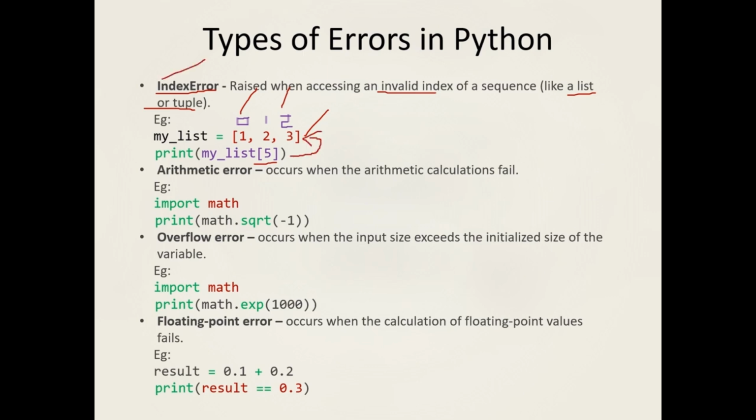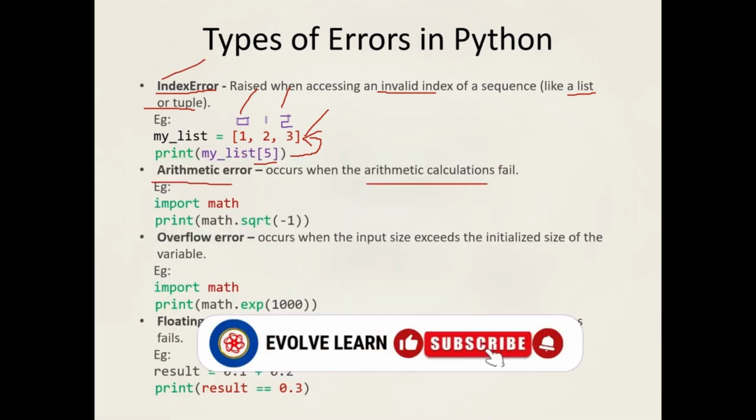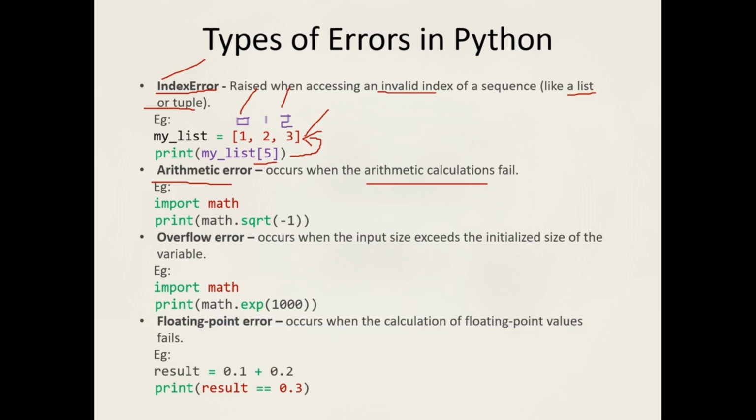Moving to arithmetic errors. It can occur when the arithmetic calculations fail, and it is the base class for those built-in exceptions that are raised for various arithmetic errors like overflow error, zero division error, and floating point error. Coming to the example, if we try to find the square root of -1, Python will raise an error, because a negative number is not defined within the domain of real numbers. Square root can be done only when the number falls into the domain of real numbers. Instead, -1 belongs to the domain of complex numbers. So Python raises arithmetic error.